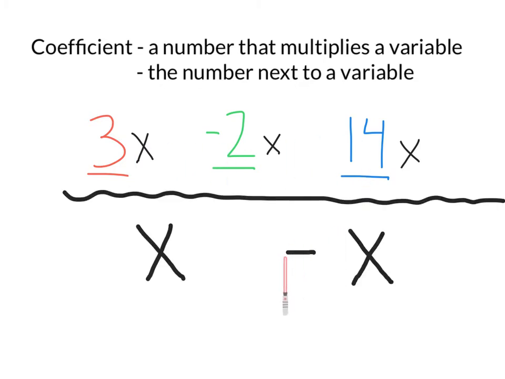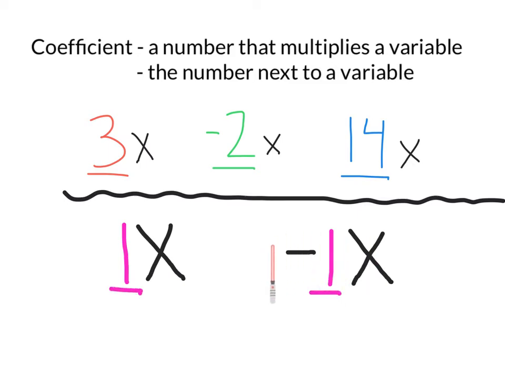You think you're so smart. Well, what is the coefficient next to these variables? Well, I'm glad you brought that up. Actually, when there is no number that is visible next to a variable, we automatically use a 1. So the coefficient of this x would be 1, and the coefficient of this negative x would be -1.